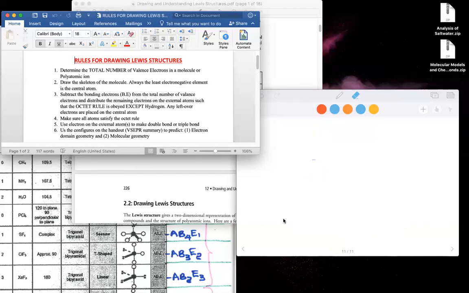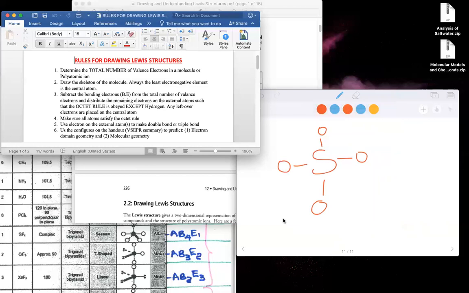I think this is visible with the oxygen hooked up to the central atom like that. We have taken care of the skeleton of the molecule.